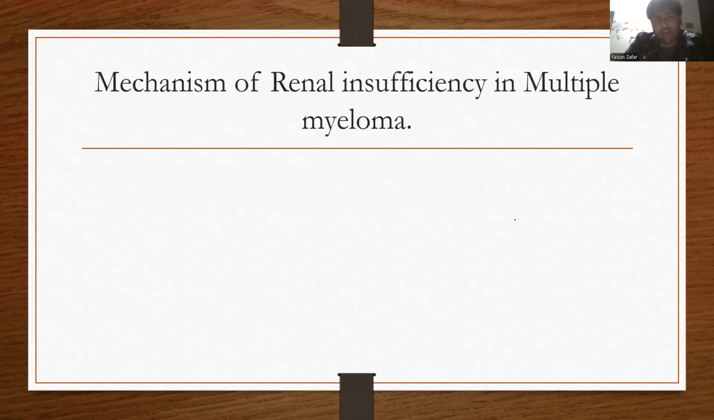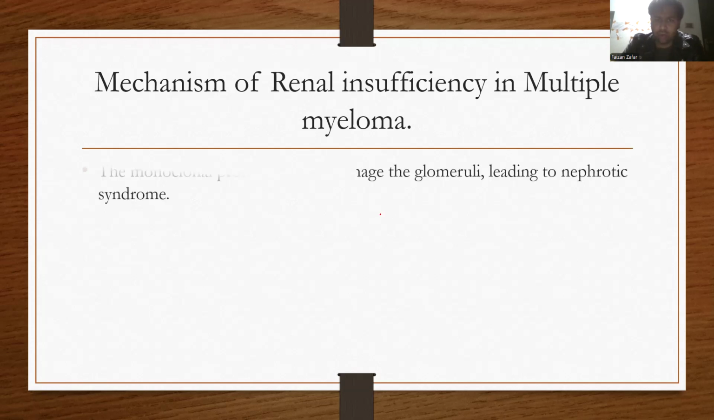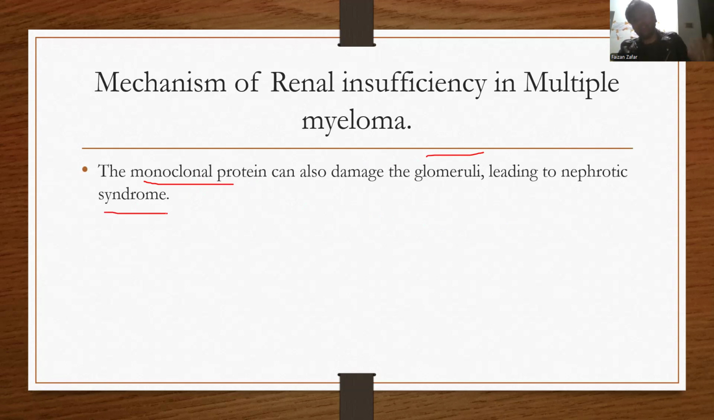Okay, the mechanism of renal insufficiency in multiple myeloma is again important. Immunoglobulin, that is the protein, deposits in the glomeruli, and it will lead to renal insufficiency. So this monoclonal protein, the immunoglobulin, damages the glomeruli, and it will lead to nephrotic syndrome, that is, renal insufficiency.